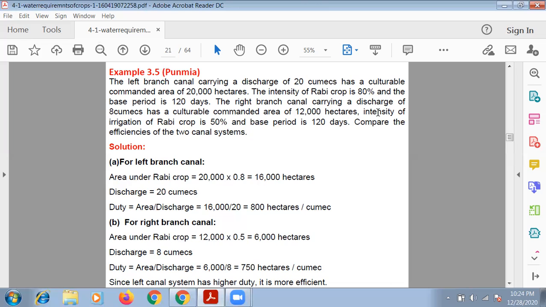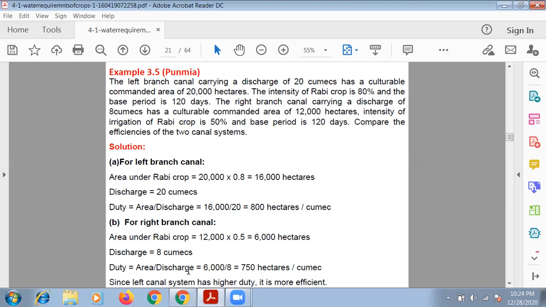12,000 hectares and the intensity of irrigation is 50%, and the base period is the same again, that is 120 days. Okay, so now you have to compare the efficiency. So for the right branch canal, the area is lesser and the discharge is also lesser. So the area is 12,000 and the total irrigation area is still 50%. So it is 12,000 into 0.5 and the discharge is 8 cumecs.